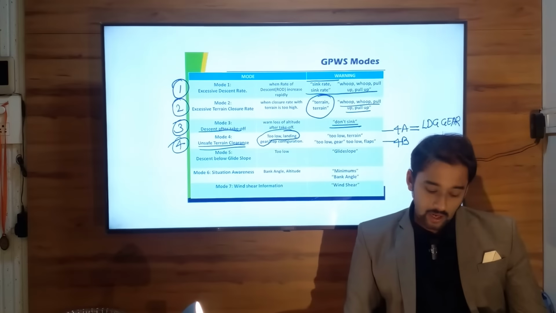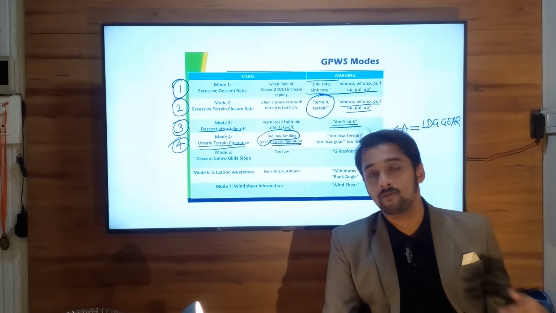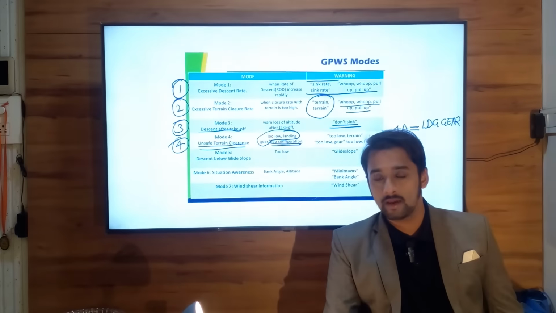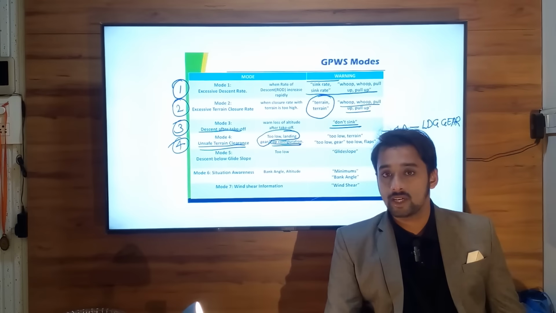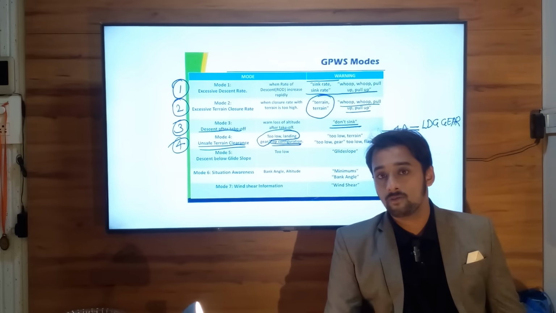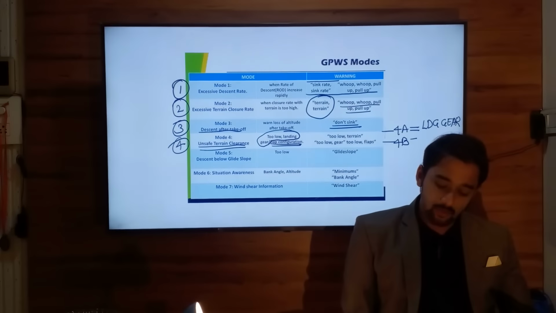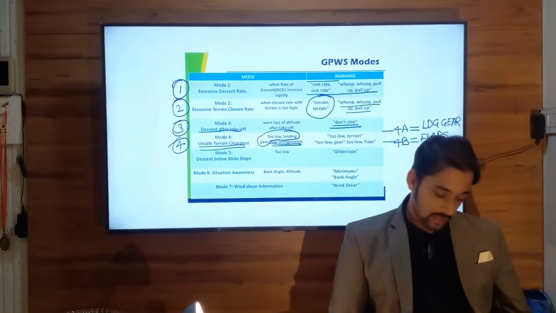If you are coming down for landing without flaps, so when you are coming for approach landing, you should have 30-degree, 40-degree flaps normally, a high angle of flaps. So if you don't have sufficient flap configuration set for landing, again you will get an alert, "too low terrain," warning, "too low flaps," constantly. That is, flaps is mode 4 Bravo, landing gear is mode 4 Alpha.